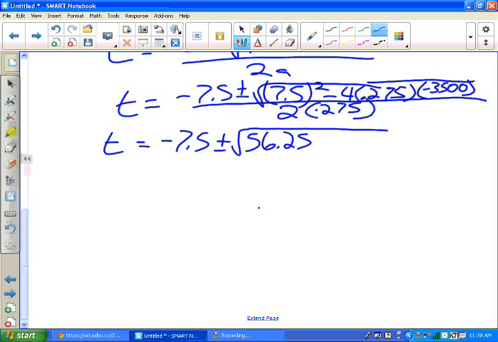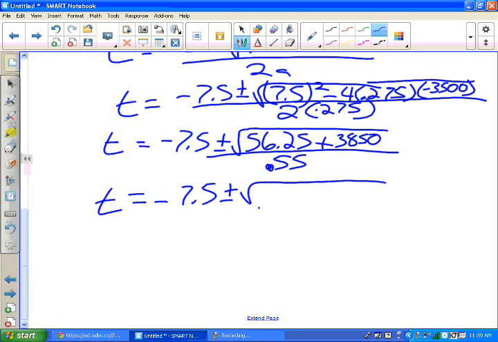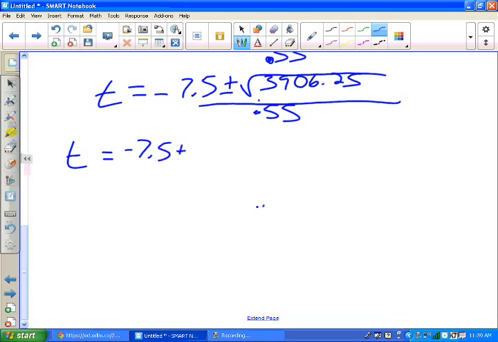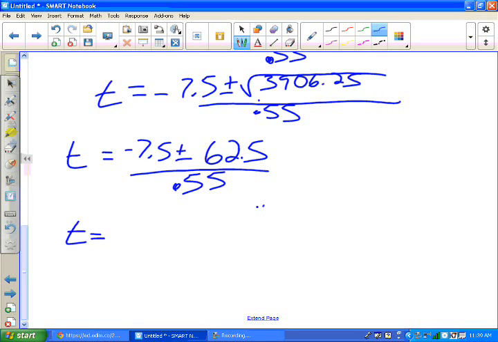In other words, 7.5 squared is 56.25. Negative 4 times 0.275 times negative 3,500 is a positive 3850, all over 2 times 0.275, which is 0.55. Then I'm going to add the two terms under the square root, which add up to 3906.25, all over 0.55. Then I'm going to take the square root of 3906.25, which is about 62.5 roughly, over 0.55. And then by separating those two terms, I end up with t could equal 100 or t could equal negative 127.